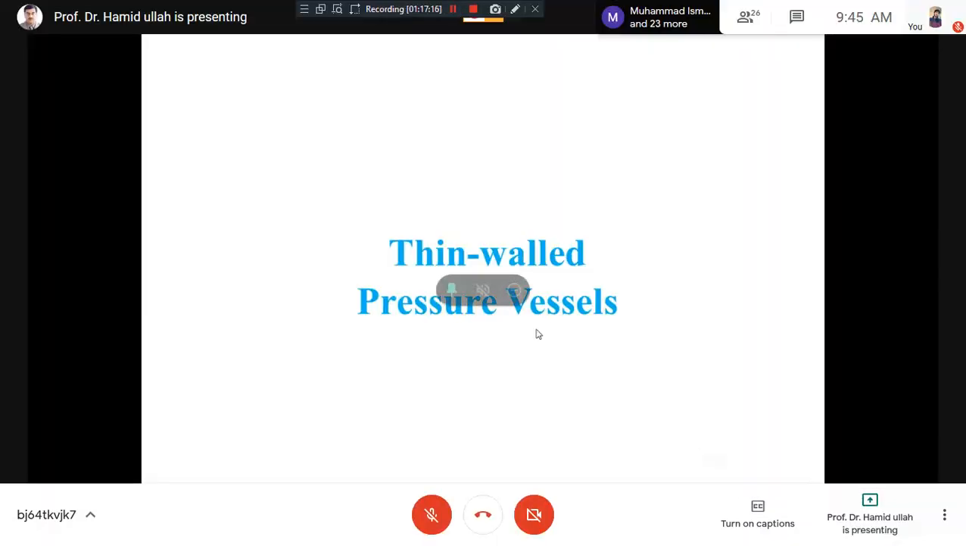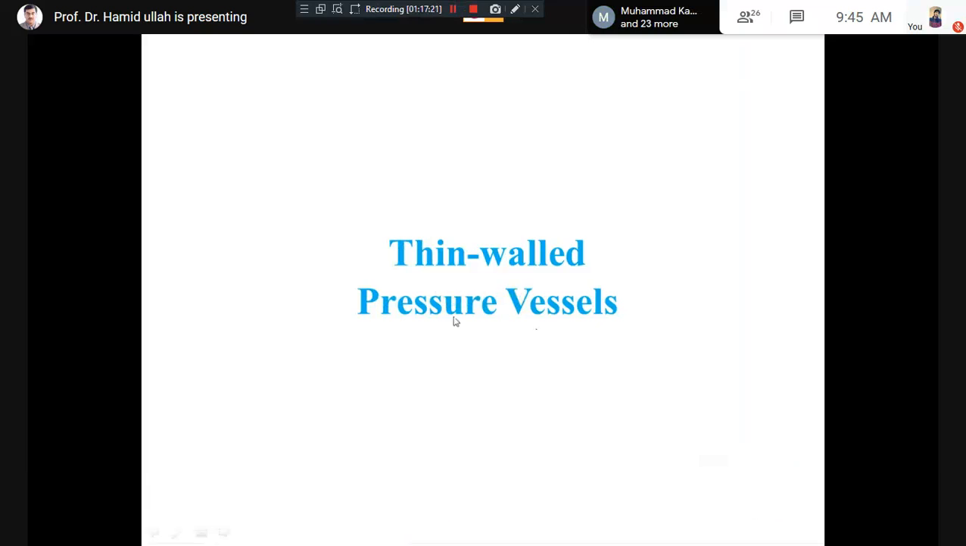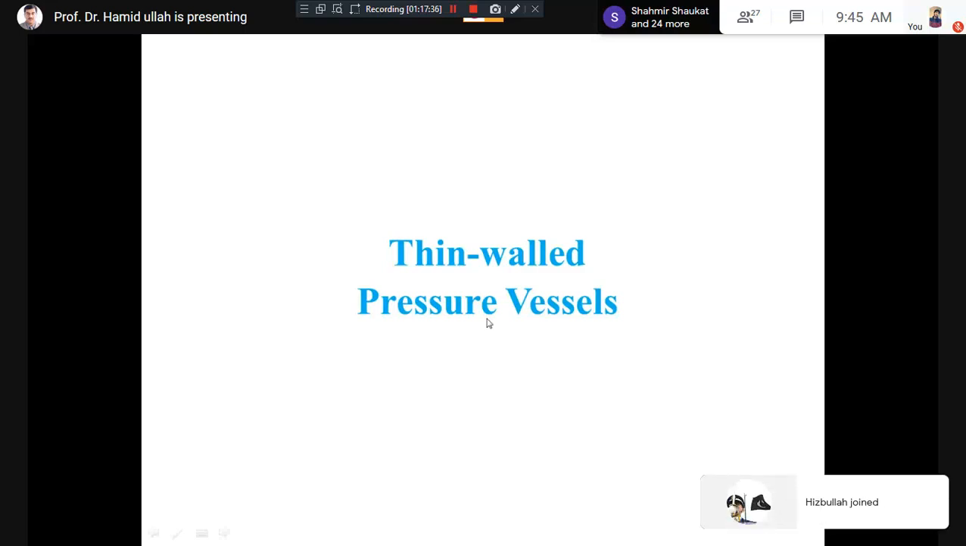Torsion or torque was the applied load. Your body will be what? Pressure vessel. This pressure vessel will be subjected to applied load. And because of applied load, like in all previous topics, what happens when there is a body and that body is subjected to load? The load will produce stress or strain.